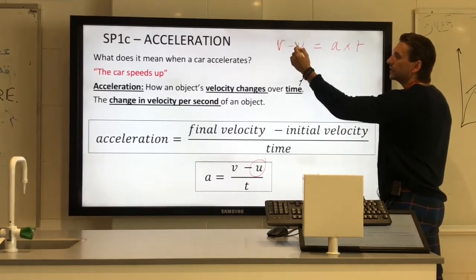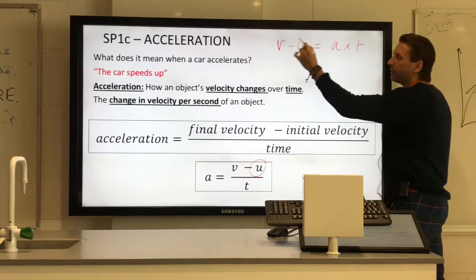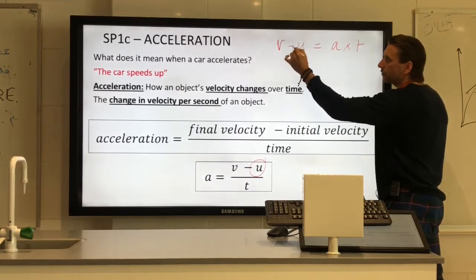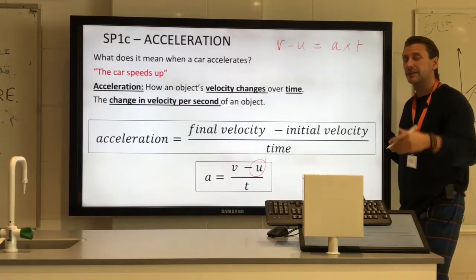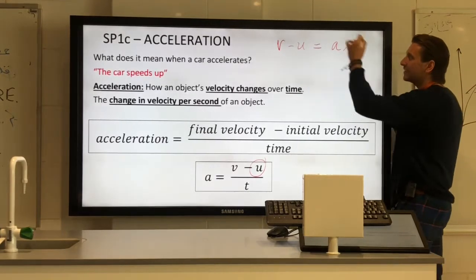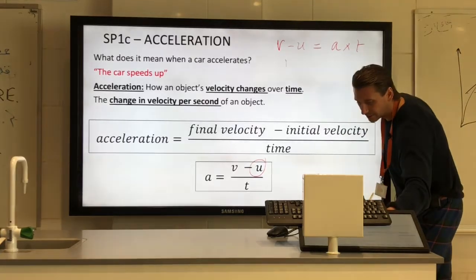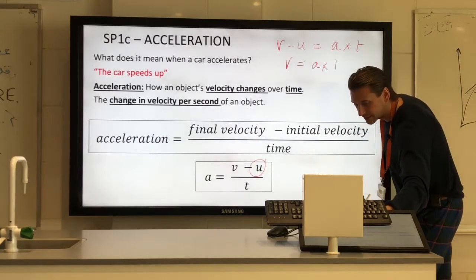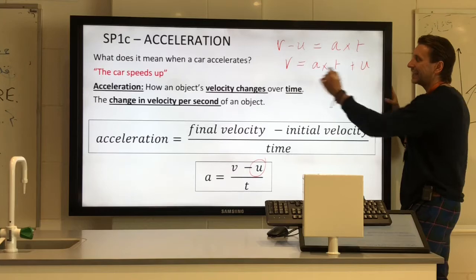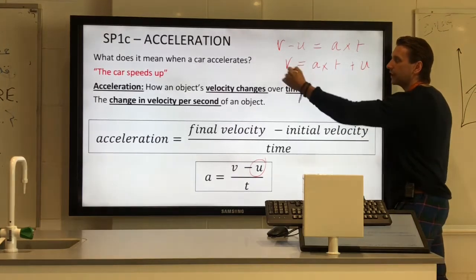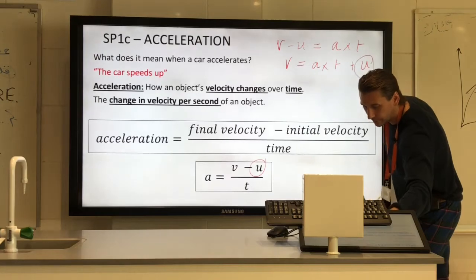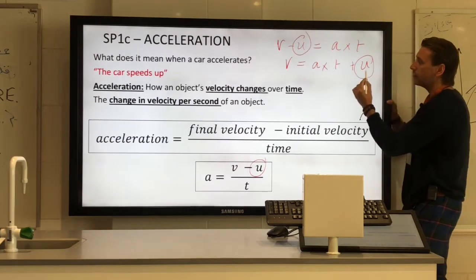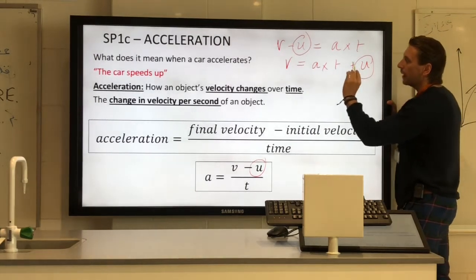Before I was looking for v, so I added the u. Now I'm looking for the u, but the u has a minus, which is going to cause trouble if I leave it as a minus. So what I'm going to do, I'm going to add the u to the other side again. So I have v equals a times t plus u. Exactly the same rearrangement as when I was trying to find v. But now, because I'm looking for u, remember, keep circling the one you want to find. I'm looking for u, I'm going to subtract.